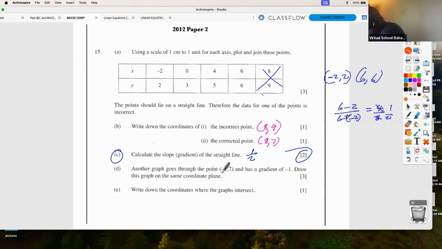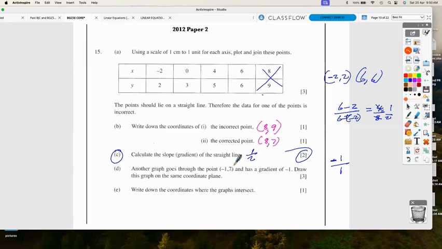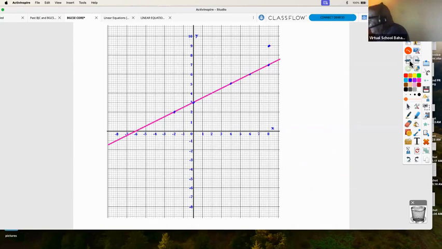Now, you see this one here? It's the same question. Another graph goes through the point of -1, 7 and has a gradient of -1. Because this is a whole number, your gradient will be -1 over 1 because it's rise over run, right? So the first thing we're going to do is find the starting point, -1, 7. So I go up there. That is my starting point. My gradient is -1, right?